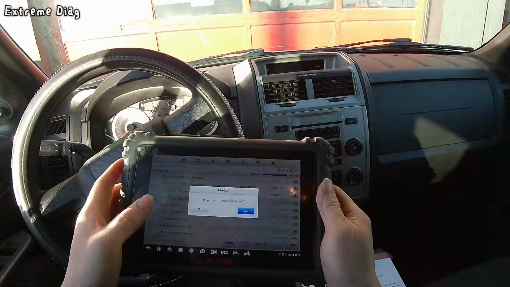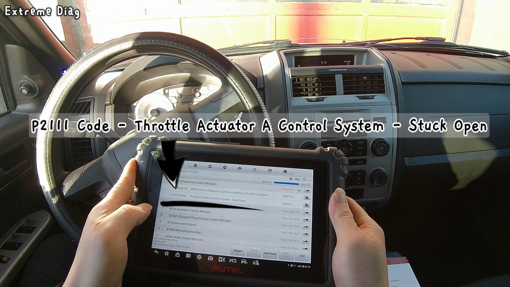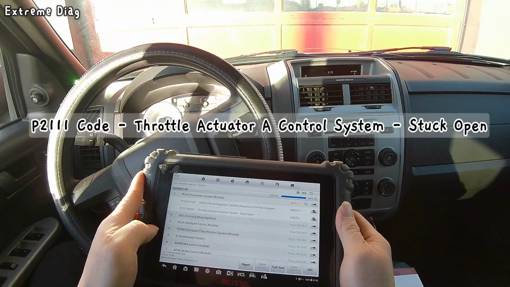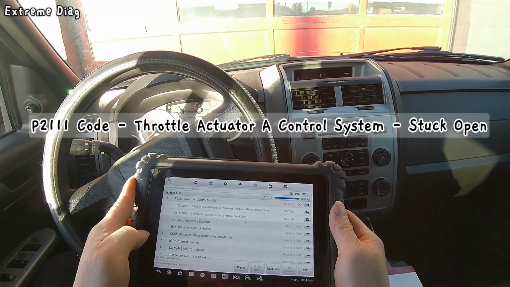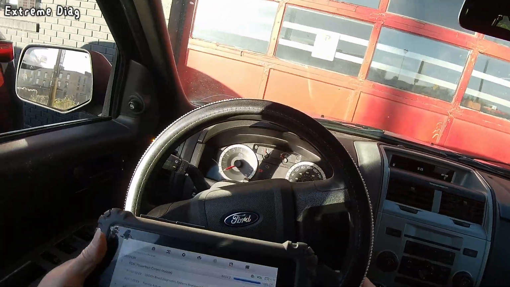The scan results are in. It's code P2111. This code indicates a problem with the throttle body. I'll look into what exactly this code means later.